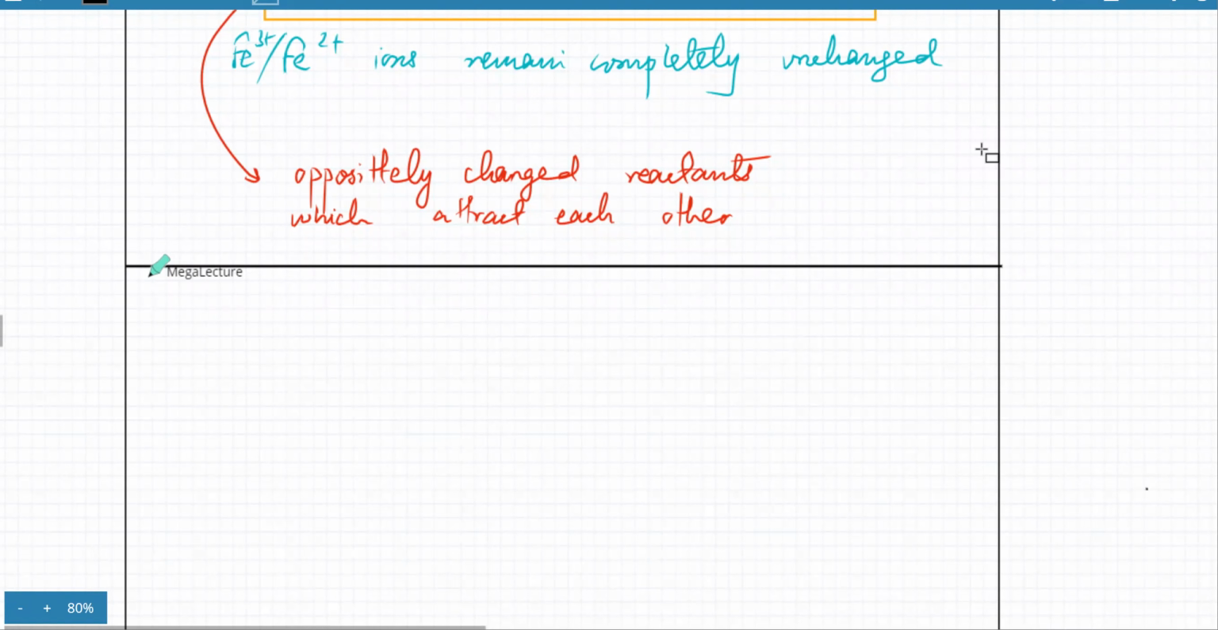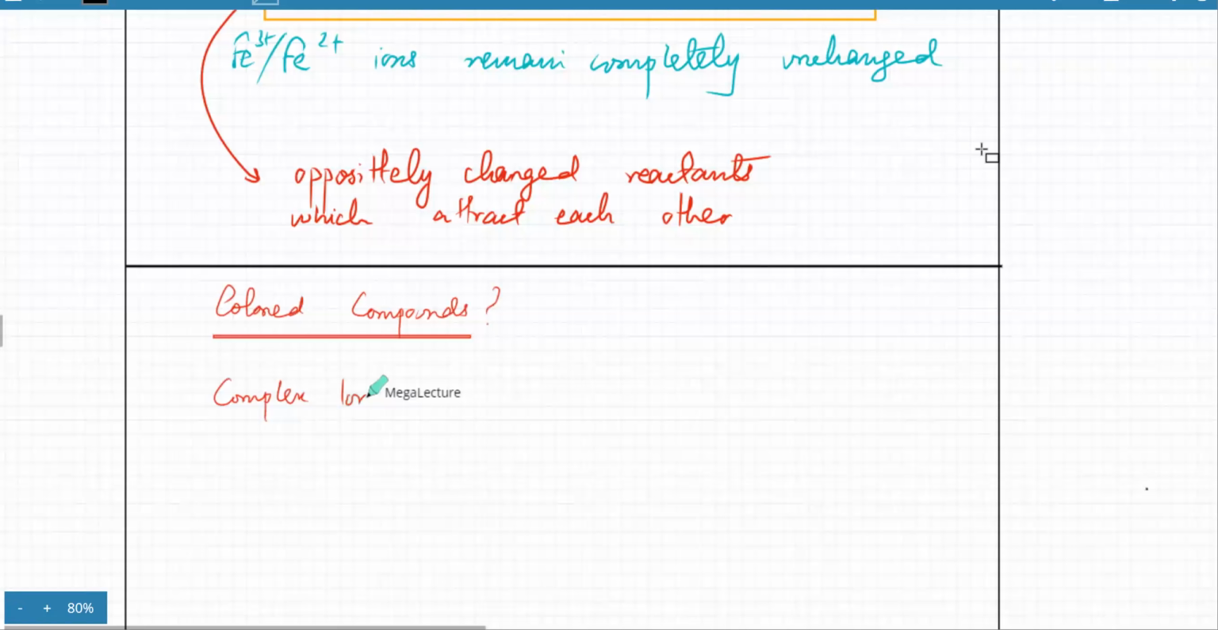Now the next thing we are going to discuss is colored compounds. Why do transition metals form colored compounds? But to discuss this, we have to first learn a lot of things about transition metals. And the first thing we're going to talk about is something called complex ions, and we will talk about complex ions first.